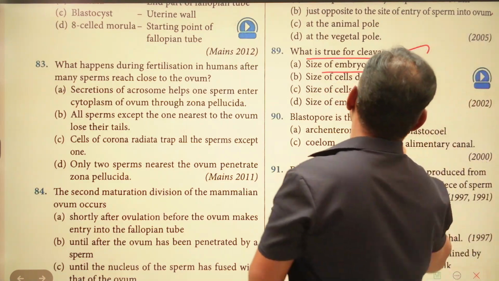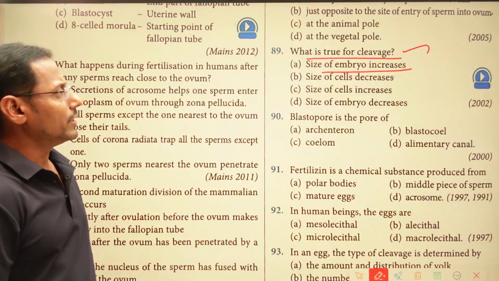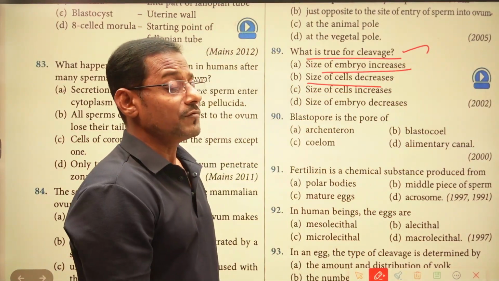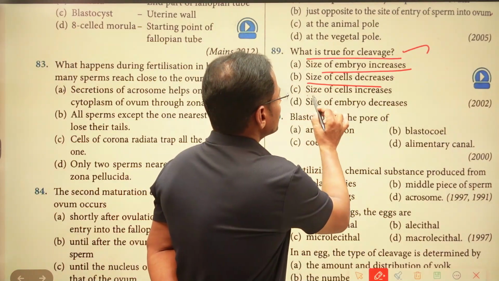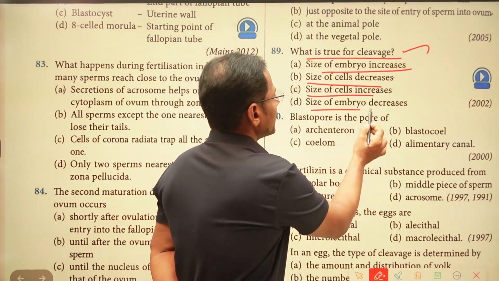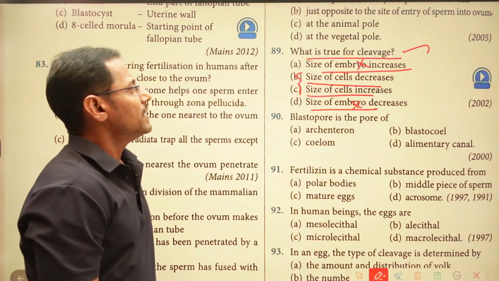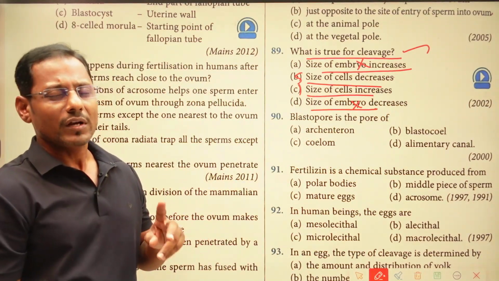Size of embryo increases, size of cells decreases. See here, size of the cells decreases, size of cell increases, size of embryo decreases. So forget about this embryo and let us check these two statements. Size of cells decreases, already we discussed.